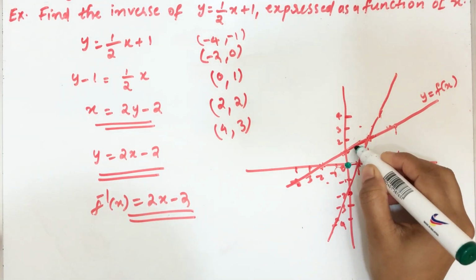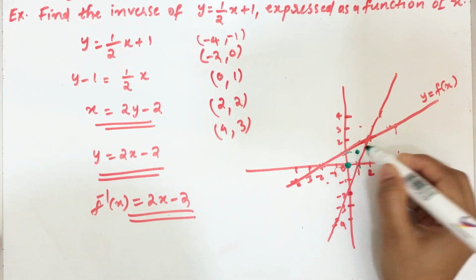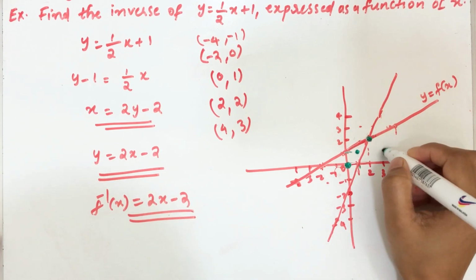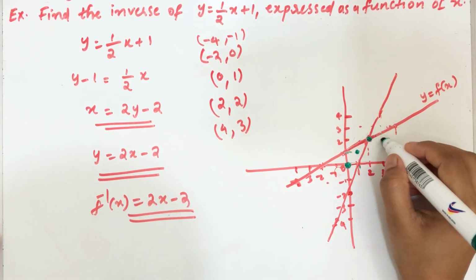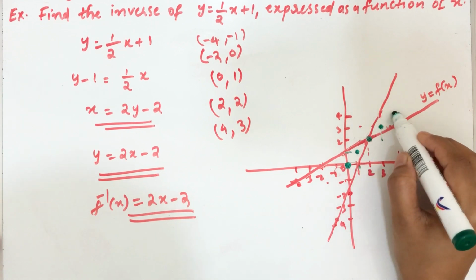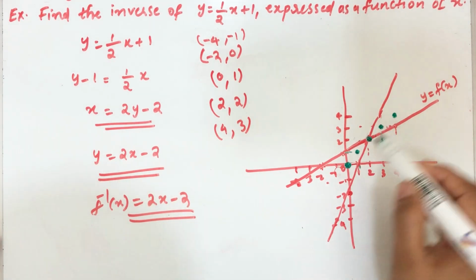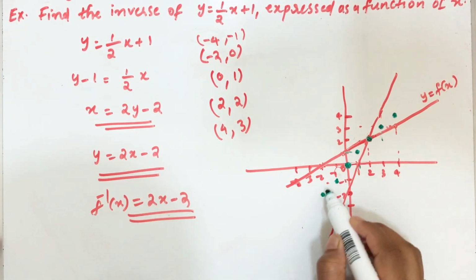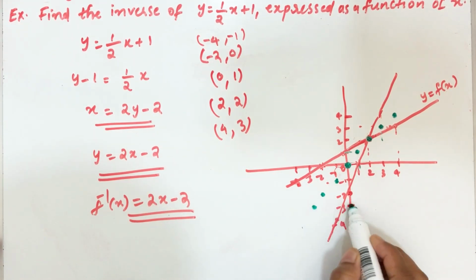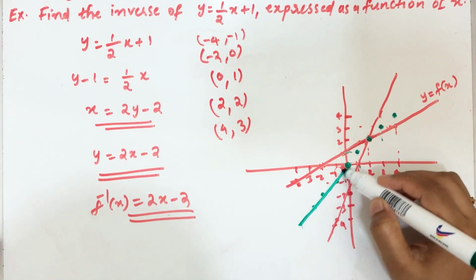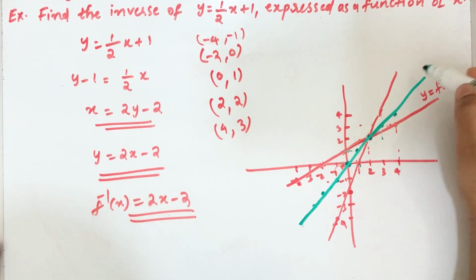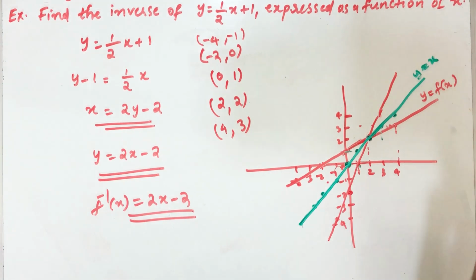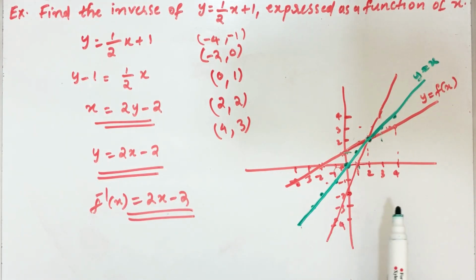We can draw y equal to x also. 0, 0, 1, 1, 2, 2, 3, 3, and 4, 4, like that here. Minus 1, minus 1, minus 2, minus 2, minus 3, minus 3. This is the line y equal to x. So drawing together, you can see that f and f inverse are symmetric with respect to the line y equal to x.